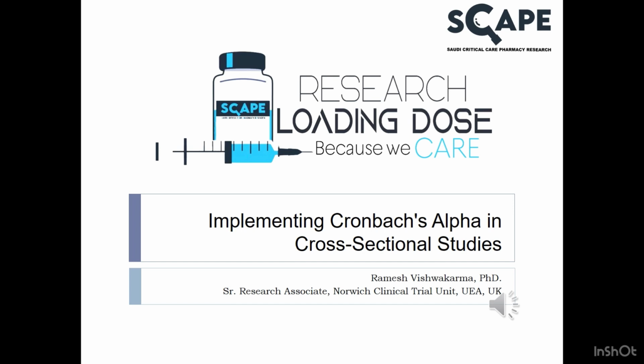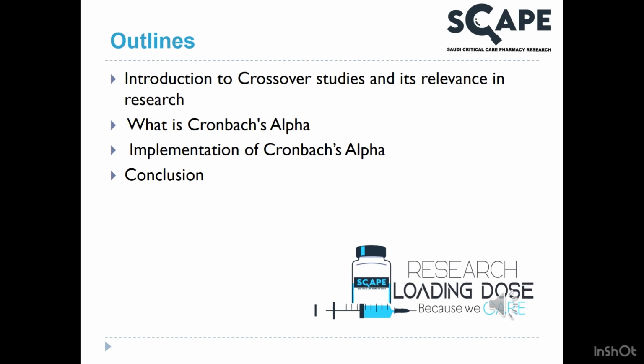Today's presentation is mainly focusing on the Cronbach alpha and how we are going to implement it in cross-sectional studies. Let's begin our presentation. This is the outline of my presentation. I will be talking briefly on cross-sectional studies and why they are important in our research. Then I will talk about what a Cronbach alpha is and how we are going to implement it. And then finally, I will be concluding my presentation.